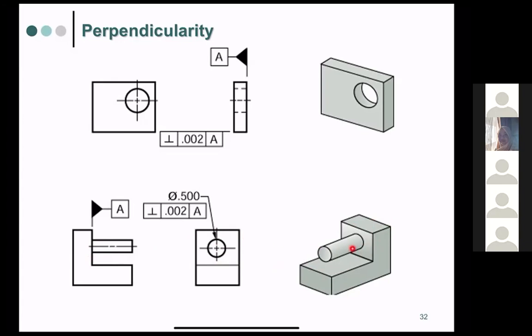Okay, so this tells you that the center point or this axis should be perpendicular to the datum A, and the tolerance is 0.02. If you are slightly off by 0.02, it's still inside the tolerance, that's fine. But if it is too much, then the part that you're making, you can't put it over there.